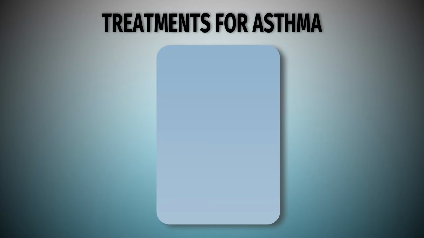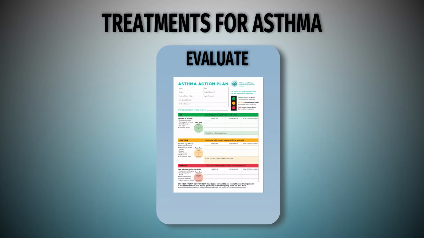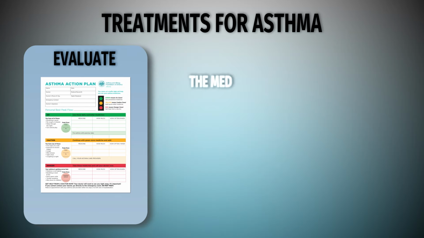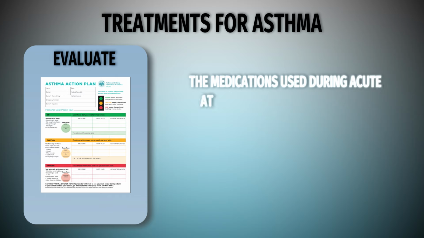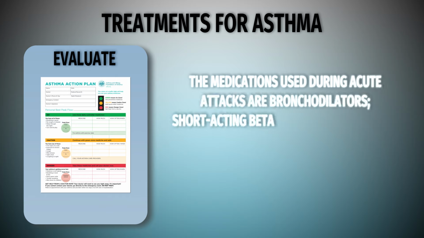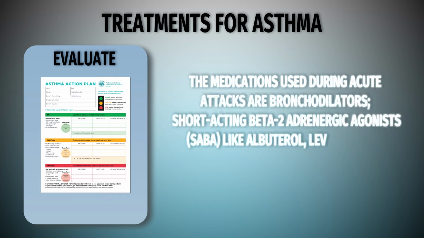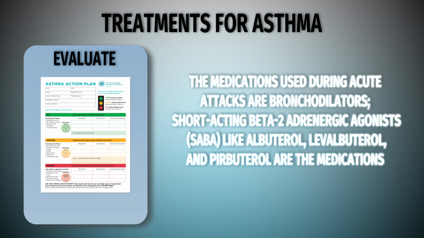Treatments for asthma. The first step is to evaluate a patient's stage of asthma. Staging is currently prepared using the Asthma Action Plan. The medications used during acute attacks are bronchodilators. Short-acting beta-2 adrenergic agonists, SABA, like albuterol, levalbuterol, and pirbuterol, are the medications of choice for relief of acute attacks. They are used at the time of exacerbation for prompt relief of airflow obstruction.